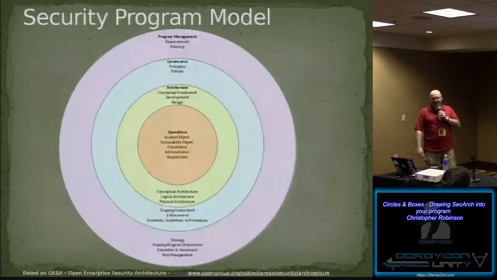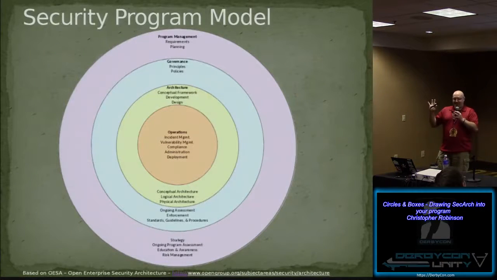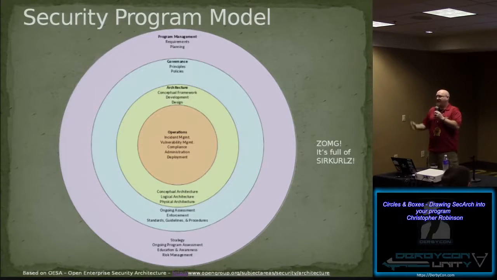Circles, right. So, this is a model put together by the Open Enterprise Security Architecture Group. If anyone's familiar with TOGAF and the Open Group, they did a little project for security architecture. And this is a model of kind of how an information security program could be put together. On the outer layers, you have program management and governance. That's the strategy. That's kind of the why and a little bit of the how. You know, we should not go to jail for giving away sensitive data, that type of stuff. We don't want to violate our customers' trust.